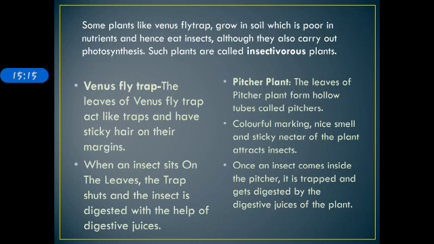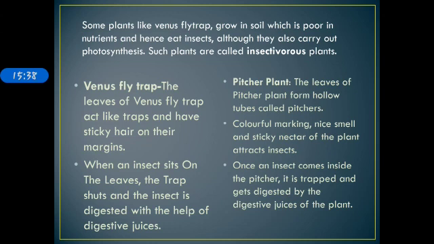The leaves of Venus flytrap act like traps and have sticky hair on their margins. Okay. When an insect sits on the leaves, the trap shuts and the insect is digested with the help of digestive juices. Then pitcher plant.